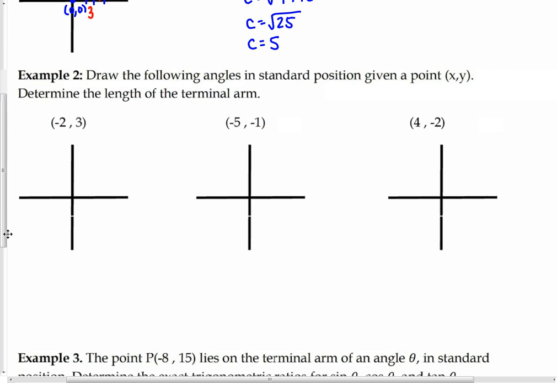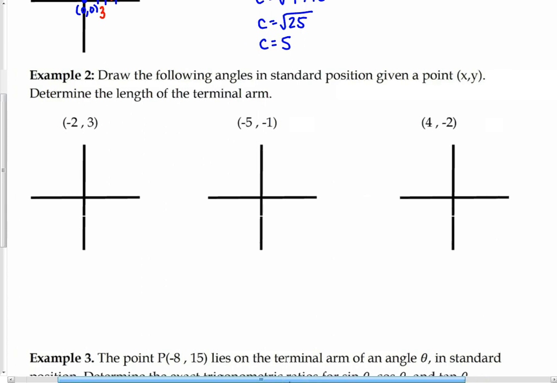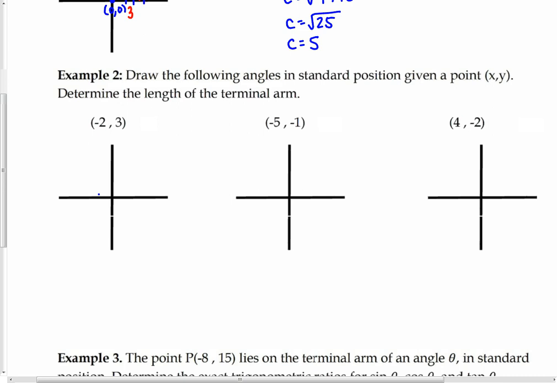Draw the following angles in standard position given point x, y. Determine the length. So what quadrant would this be in? 2. So again, it's connecting with the origin. Make a right triangle.